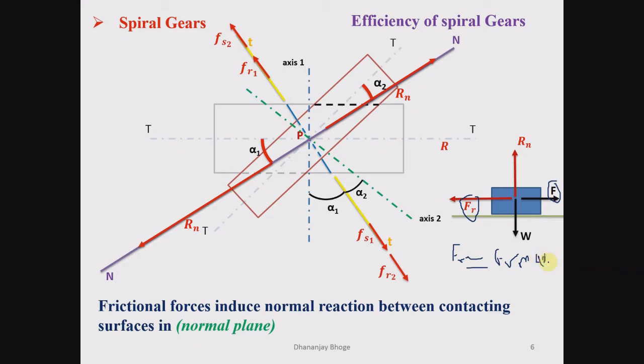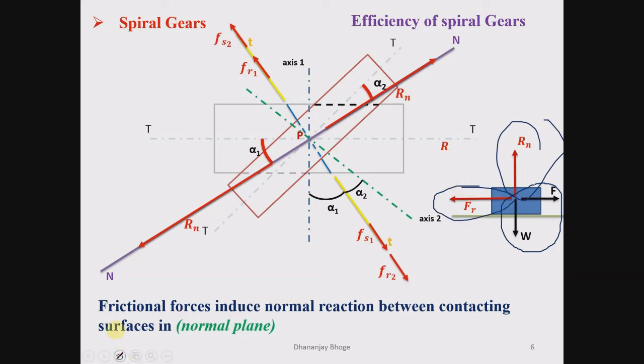Block will begin its motion in the direction of applied force. Now what I am trying to explain to you is that F and W are the applied forces. These are the forces applied by the rectangular block on the flat surface. And the forces shown in red color, Rn and Fr, are the reacting forces. These are the reactions offered to the applied forces F and W.